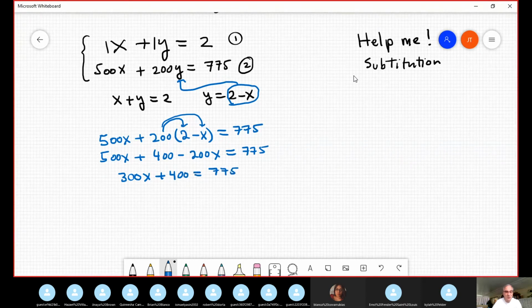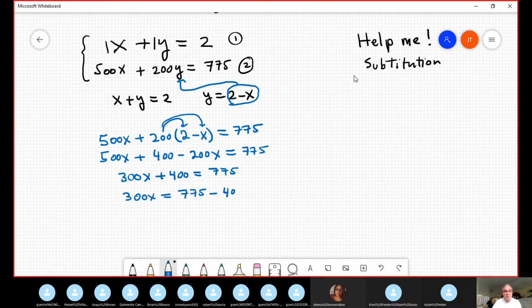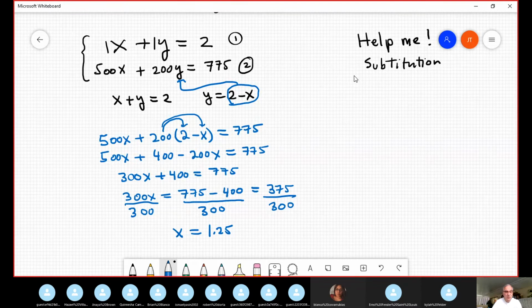So for x, it's okay. Subtracting 400, 775 minus 400 is 375. Finally, divided by 300. Of course, you put it in a calculator. This division is a little bit complicated by hand. I don't care about that arithmetic part. When you divide 375 by 300 it's 1.25.